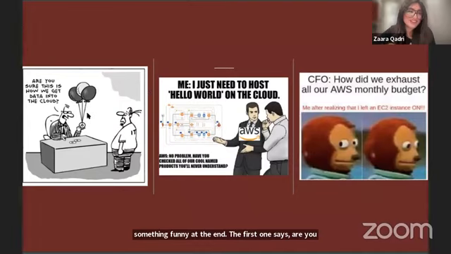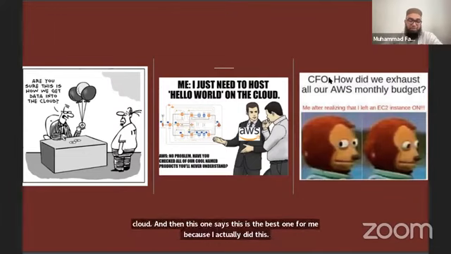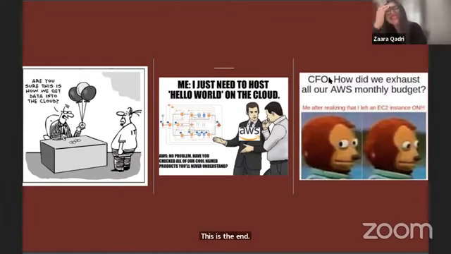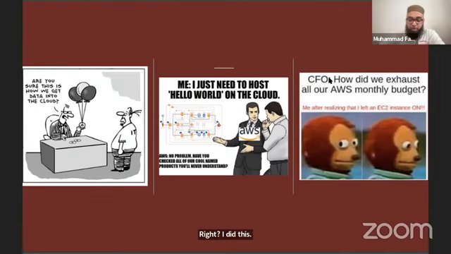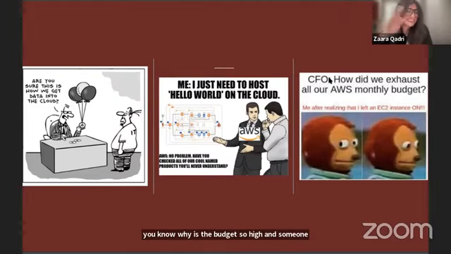And as you can see, that's not how you get data into the cloud. And then this one says, "This is the best one for me because I actually did this." It happens to us every month, and the CFO asked the SysOps team, why is the budget so high? And someone forgot to turn off the EC2 instance. So that's simple.